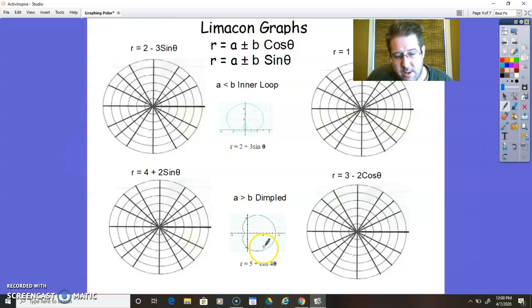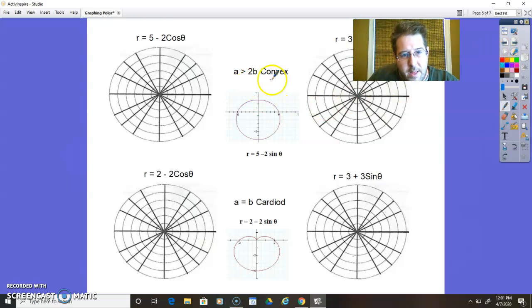As a matter of fact, let me just talk about all of them. This is called dimpled because it has a little dimple right here on the outside, kind of like the dimple on your cheek. This is convex because it actually doesn't dimple back in. It actually goes outwards. It's convex. It doesn't come back in. This is called cardioid, and the reason why we call it cardioid is because, well, it looks like a heart. So cardioids are like this.